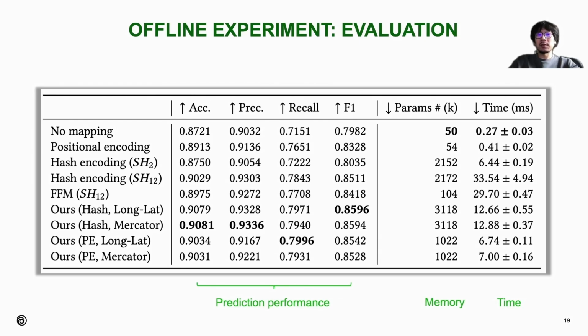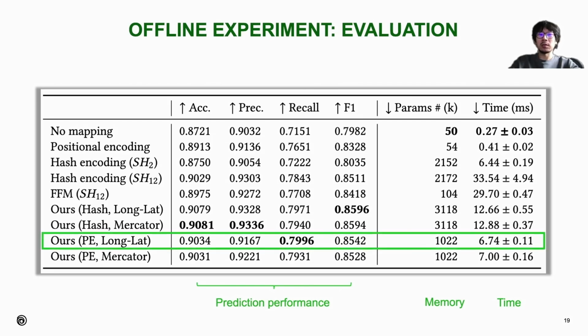Here is the matrix for the different encoding methods we tested. We collect 3 kinds of metrics, including classification metrics for prediction performance, parameter number for memory, and inference time. From all these encoding methods, our method with positional encoding and the longitude-latitude projection version has a good trade-off across those 3 kinds of metrics. So we selected this version to implement in the game engine and compare it with raycasting.